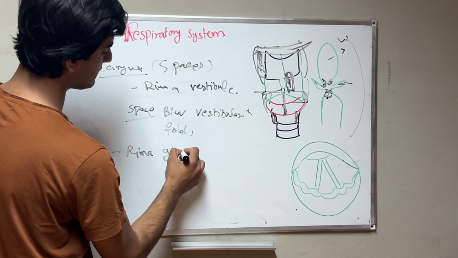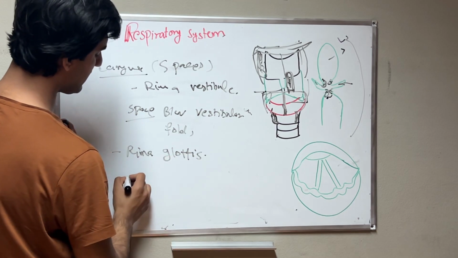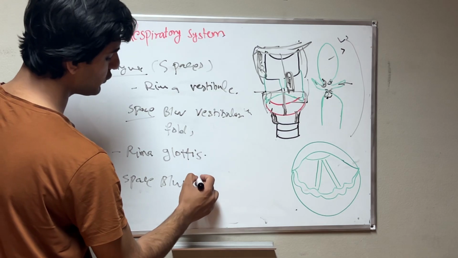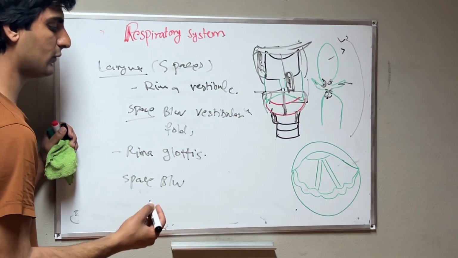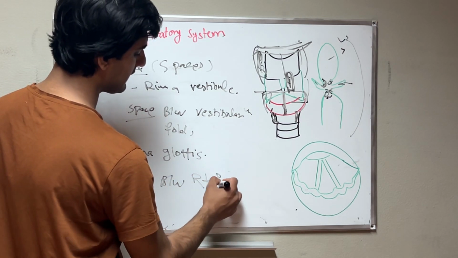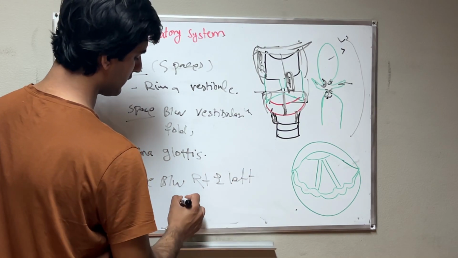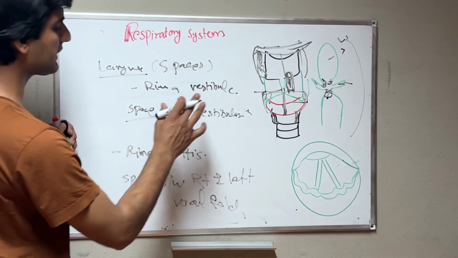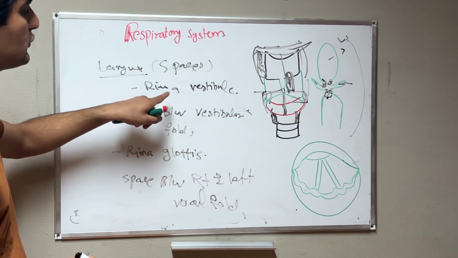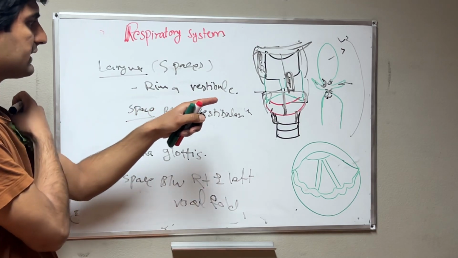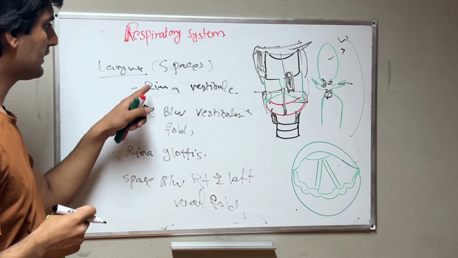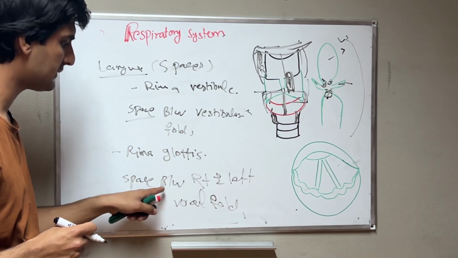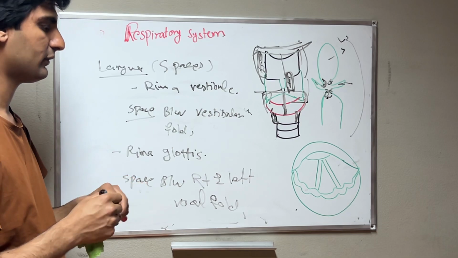And rima glottis, you can find the space between the two vocal folds, meaning the right and left vocal folds. Understand? We have two rima. Rima means space, and these are the two spaces located in the larynx. First we have rima vestibuli, which is the space between the vestibular folds, and rima glottis is the space between the right and left vocal folds.